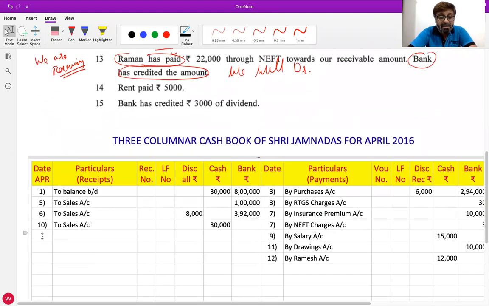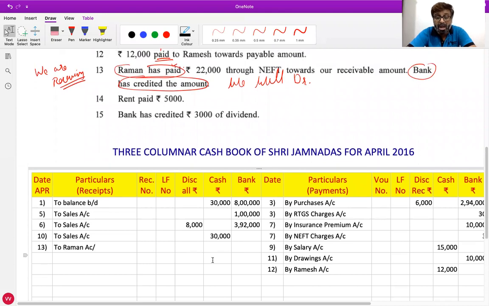Bank is the receiver, debit the receiver, bank account debit. Raman is the giver, credit the giver to Raman account. So on the debit side you'll write to Raman account and in bank column 22,000. Okay.